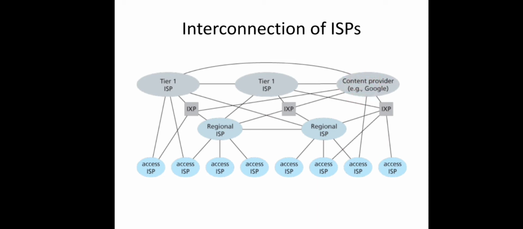And these tier 1 ISPs are actually used to connect regional ISPs, right? And regional ISPs are connecting access ISPs. Okay? And access ISPs provide internet connection to our end systems. This is the overall structure. And in between you can see some IXP, right? That is Internet Exchange Point. We will see what the purpose of that is later.